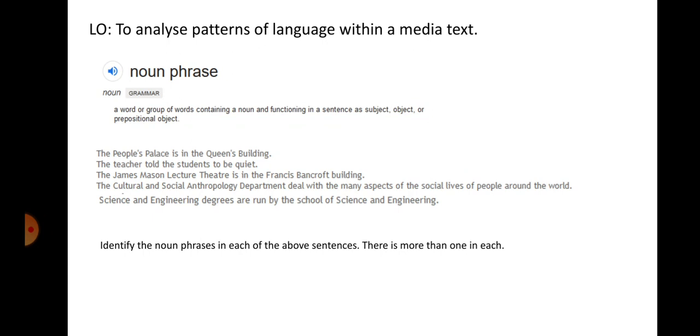This is looking to analyse patterns of language within a media text because, as I said in the first video, AO2 and AO3, your concepts, theory, and context, are your assessment objectives, but you are still expected to look at language patterns, and that needs to form the basis of any analysis you do.